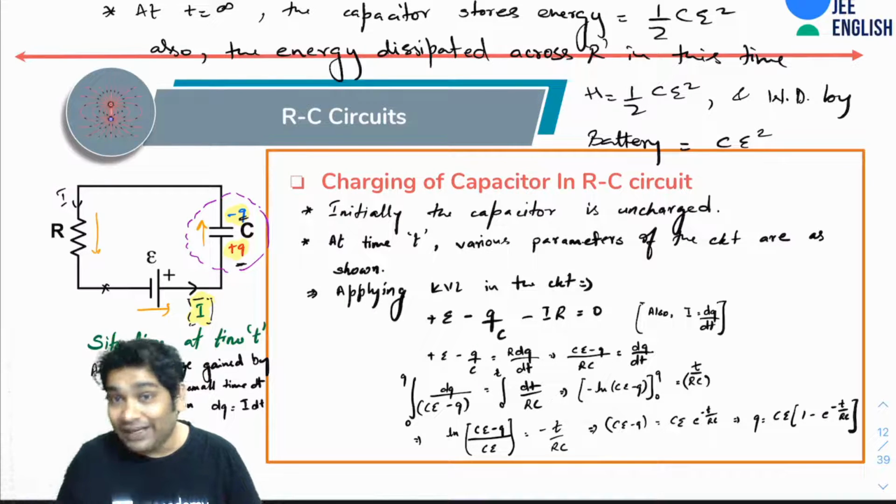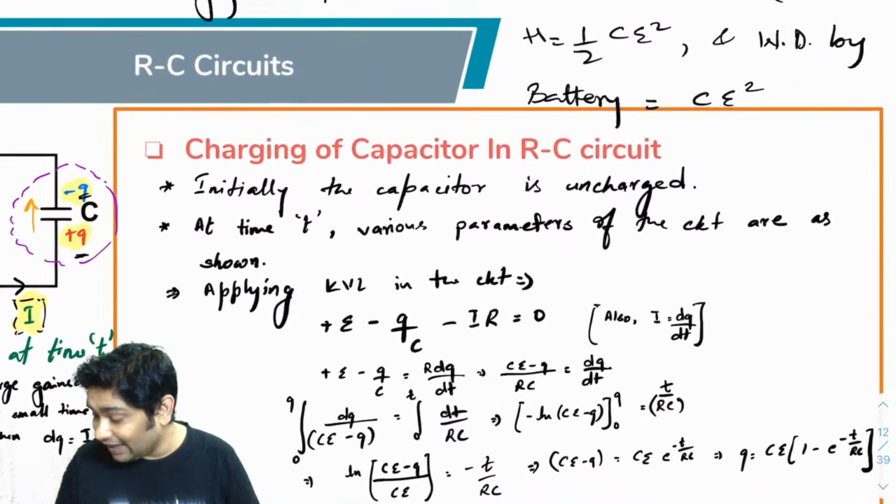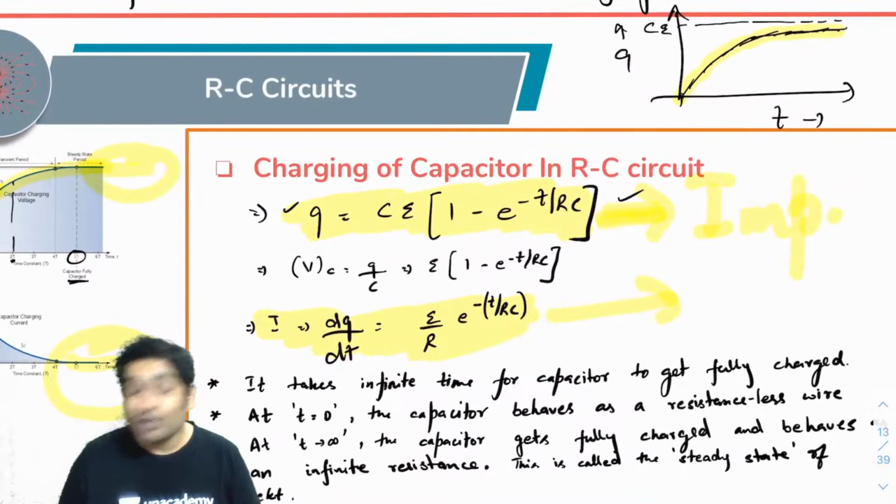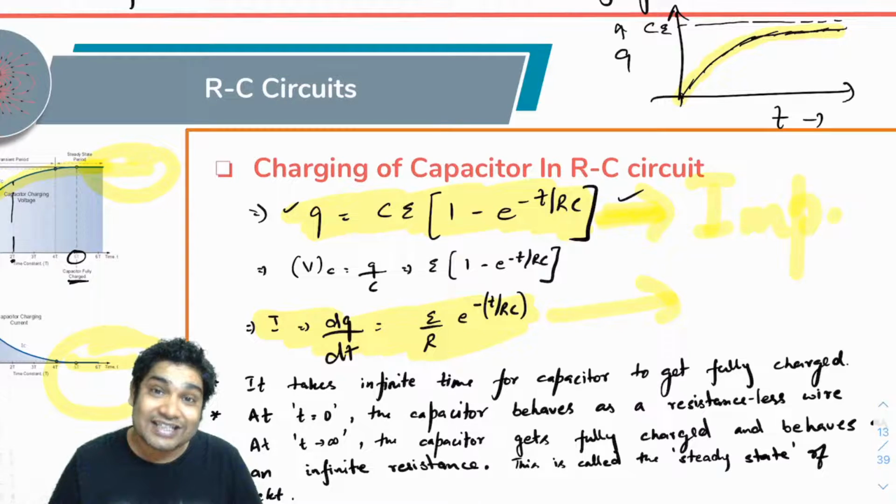You can check that by integrating this expression of I square R, by the way. So here I think we had an expression for I. Yes. You can integrate I square R from 0 to infinity and you will get the answer as half CE square.